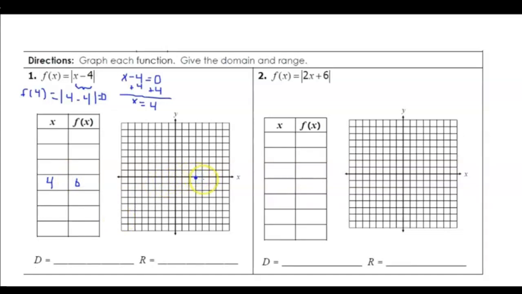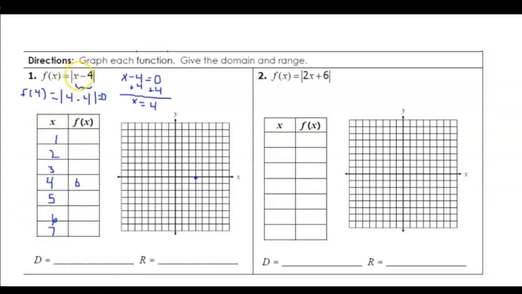My next step now is just to test values on each side of 4. So I'm going to test 3, and then I'll do 2 and 1. And then on the other side of 4, I'll do 5, 6, and 7. So now I have both sides of that vertex. So let me evaluate each of these values.